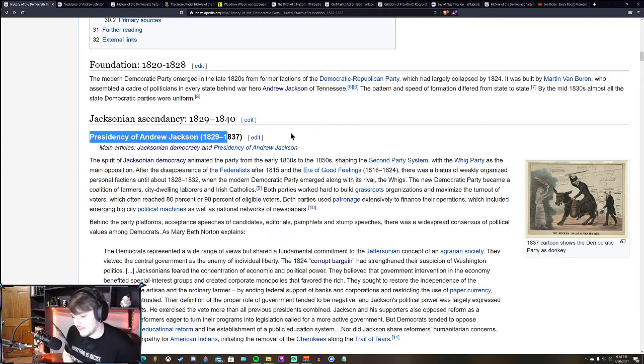But he wanted to end federal support to banks. He was opposed to elites and aristocrats. He distrusted paper currency, and he opposed reform as a movement, like in all forms. So like he opposed creating the public education system, or reforming any of the public education.